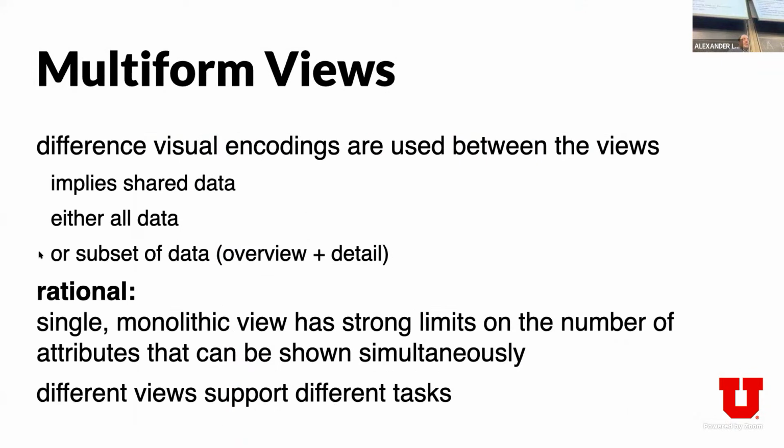So the next thing I want to talk about is multi-form views. This is when we use different visual encodings between the views. So this implies that we have some shared data or even all shared data, because otherwise it wouldn't make that much sense. And if we do this with a subset of data, this could be useful for overview and detail, right? So we have a visual encoding that shows us an overview with a certain visualization technique, and then we have a detailed view that shows us more about the data with another visualization technique.